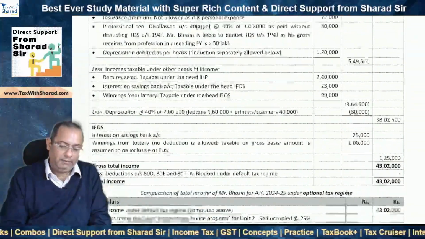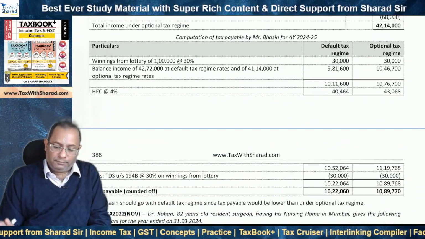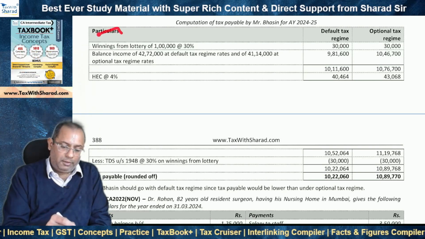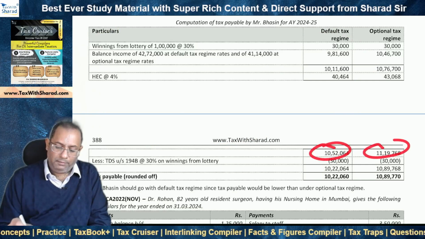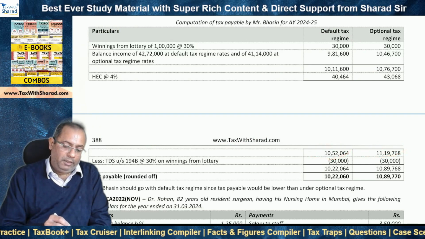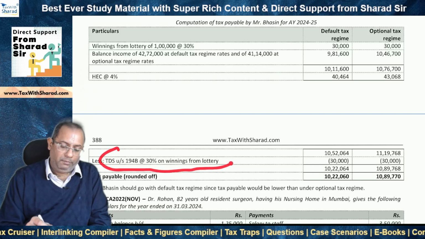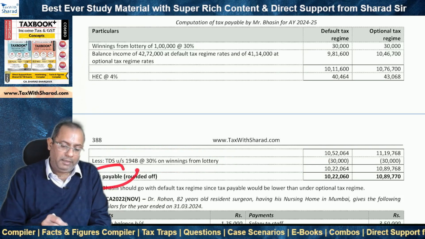What should have been the answer? The answer should have been, we compute the tax liability. Okay, we compute the tax on the income. And this is the tax on the income. From that, we should have deducted TDS under section 194B at the rate of 30% on winnings from lottery. And the balance will become tax payable.